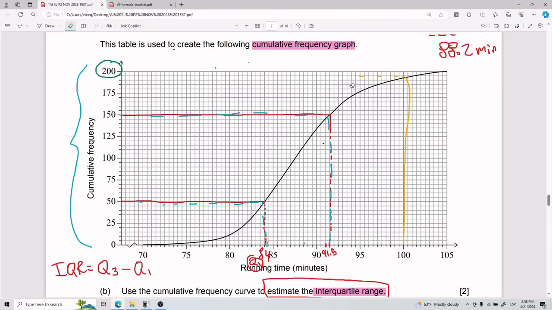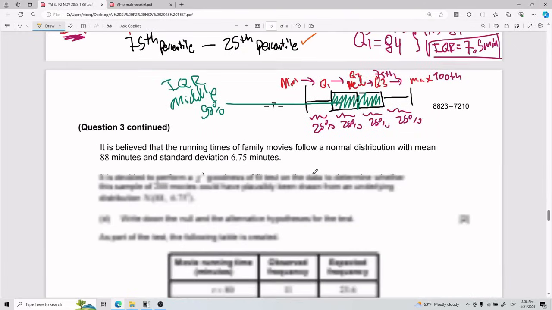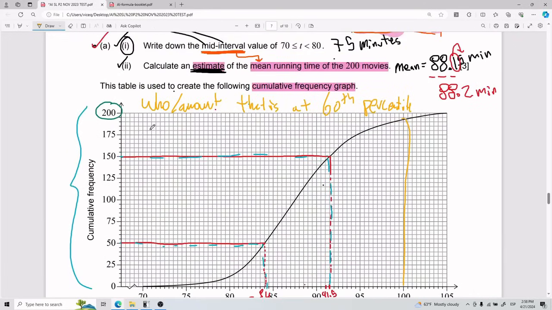But usually, in my experience, it's the other way around. They basically tell you who's at the 60th percentile, right? Actually, let's do that example. So, who or what amount is at the 60th percentile, right? So this is another classic. I don't think it shows up on this paper, but I think I should show you anyways. So they might ask you who or what amount is at the 60th percentile.